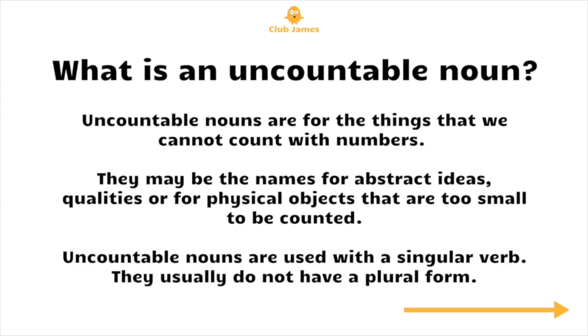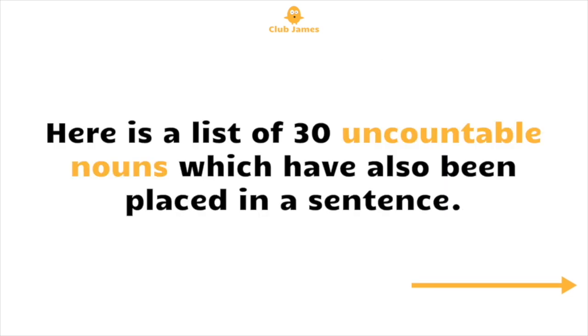What is an uncountable noun? Uncountable nouns are for the things that we cannot count with numbers. They may be the names for abstract ideas, qualities, or for physical objects that are too small to be counted. Uncountable nouns are used with a singular verb. They usually do not have a plural form. Here is a list of 30 uncountable nouns which have also been placed in a sentence.